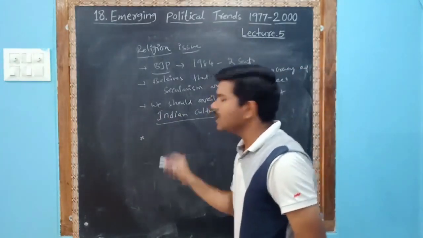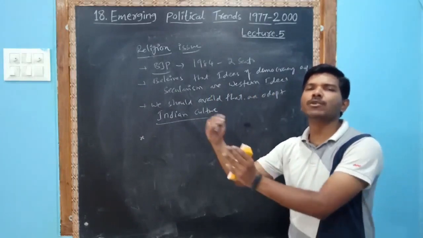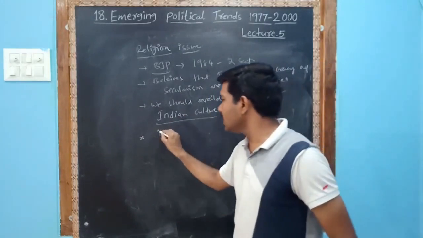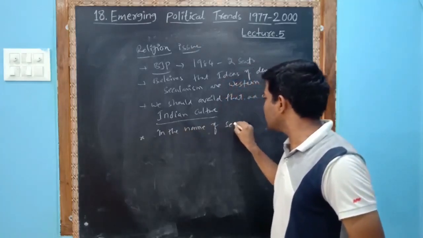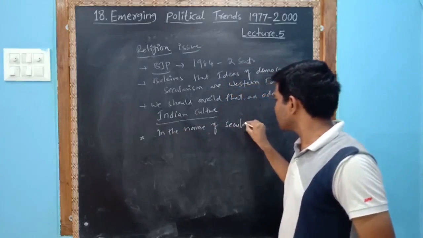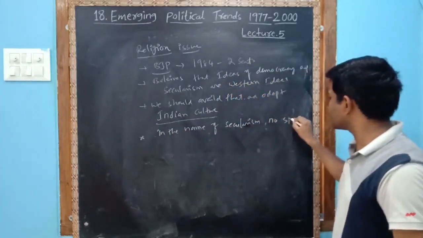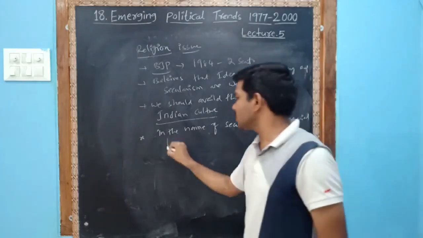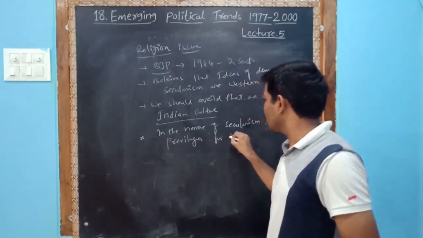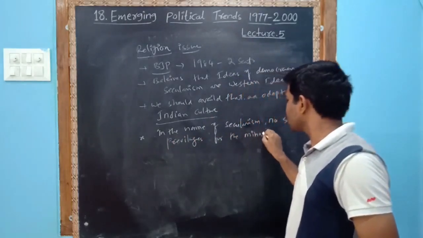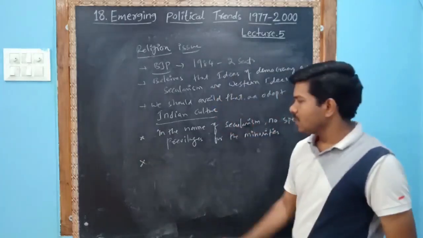They also believe that in the name of secularism, no special privileges need to be given to the minorities. They also say that in the name of secularism, there should be no special privileges for the minorities.